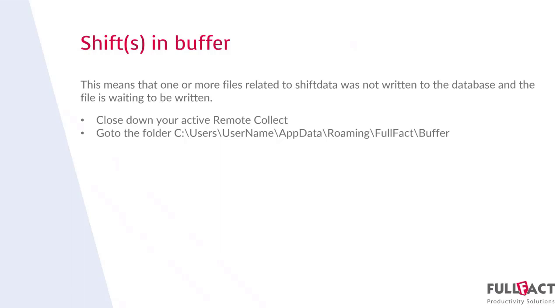It's a long path, but in the end you can see this back in the movie we create on this presentation. So the folder name is long, but it's the app data roaming full fact buffer folder in your user environment. Be aware that the app data folder is a hidden one. So you have to make it visible to even be able to access it.